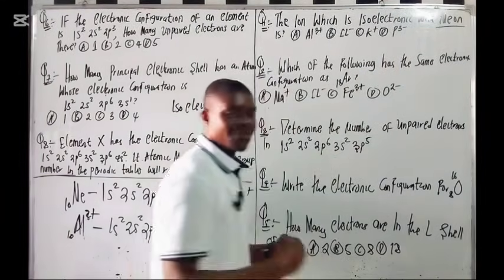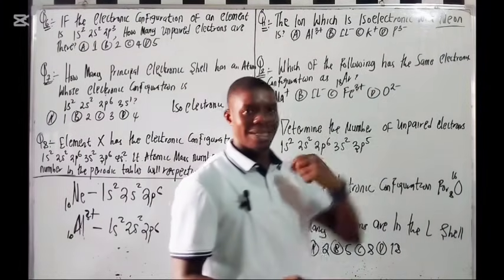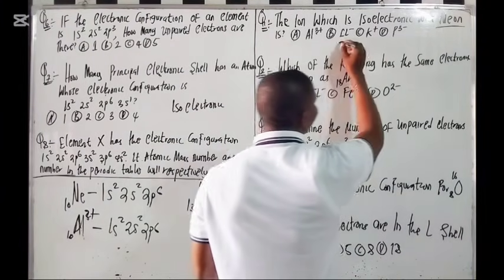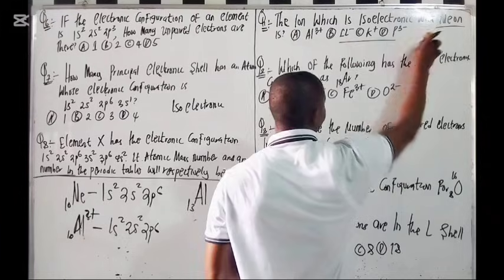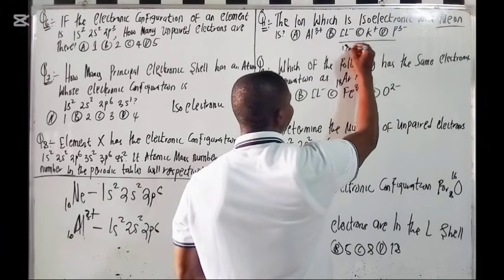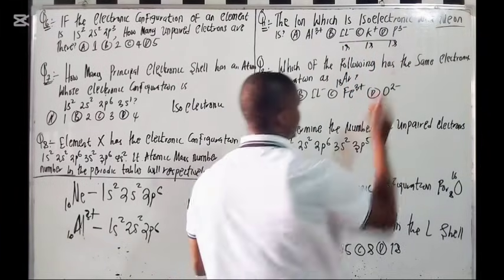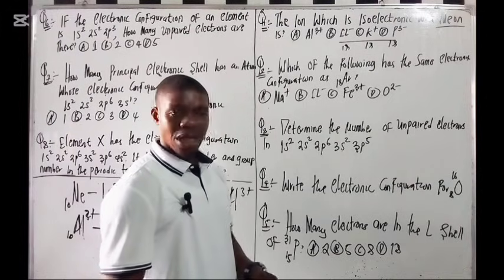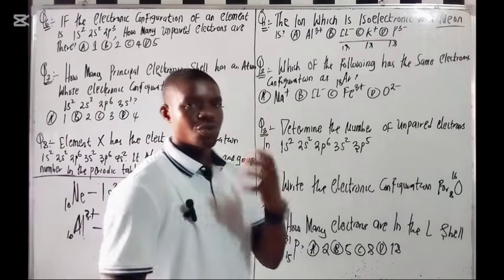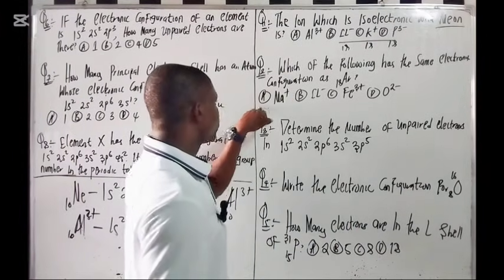This guy, phosphorus is 15. When it gains 3 electrons, it becomes 18. So all these are not isoelectronic to this one here, because it is 18, 18, and 18. They are isoelectronic to argon, which I'm going to look at in the second question here.